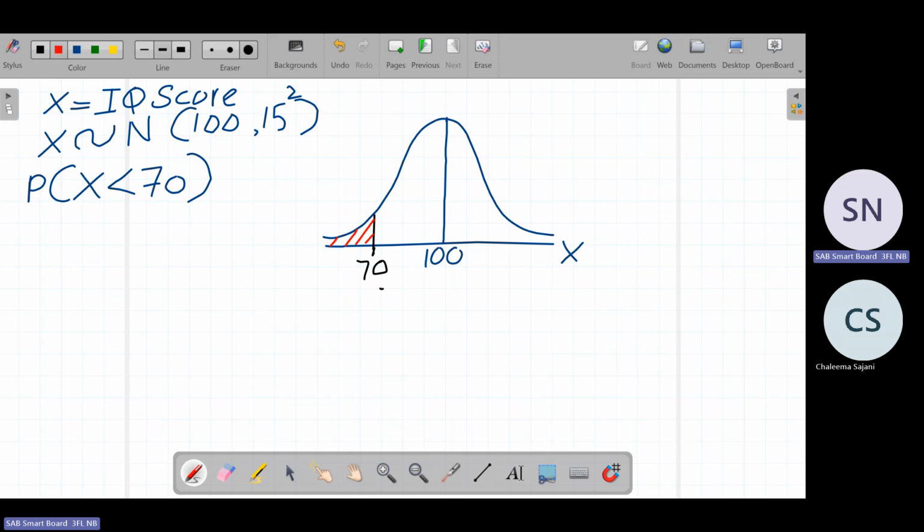Okay? Then this area is the probability when x is less than or equal to 70. Now we are moving to find out this area.